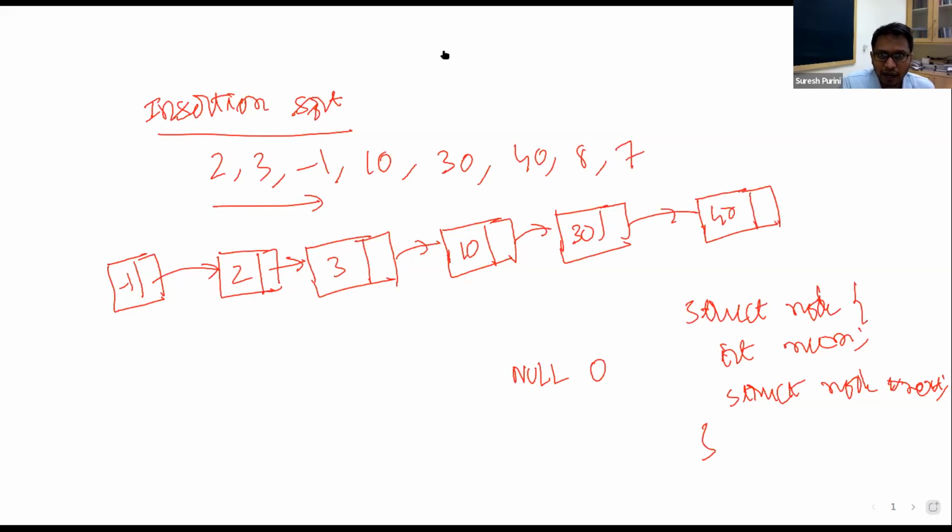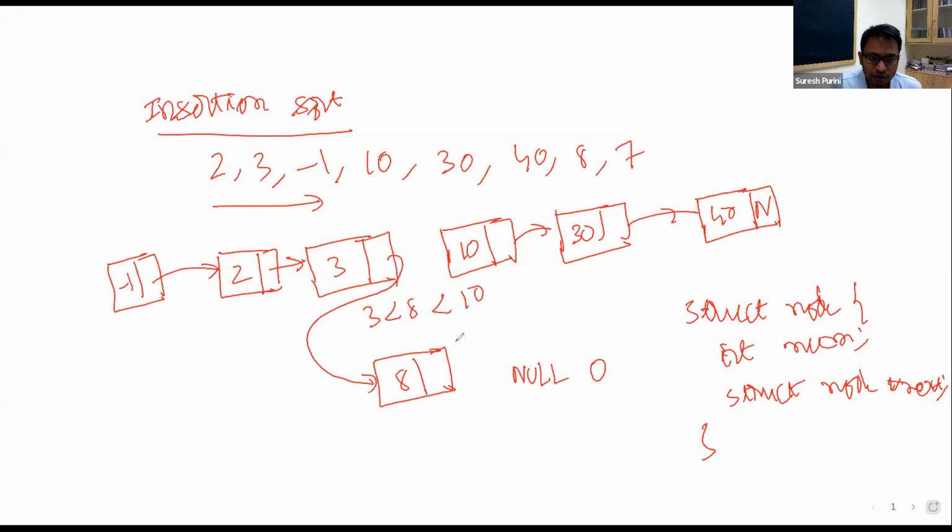So now comes the fun part. Actually, this is where the challenge lies. Now, when you want to insert 8, you compare with -1, you compare with 2, you compare with 3. So 3 is less than 8. You compare 8 with 10 and 8 is less than 10. So the position of the node 8, this is the node 8 that you create, is in between 3 and 10. So what we do is, you take this, you destroy this link, you take this link and make this point to this, and you take this one and you make it point to this.